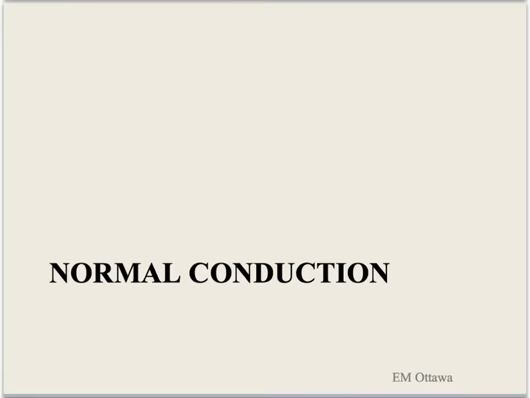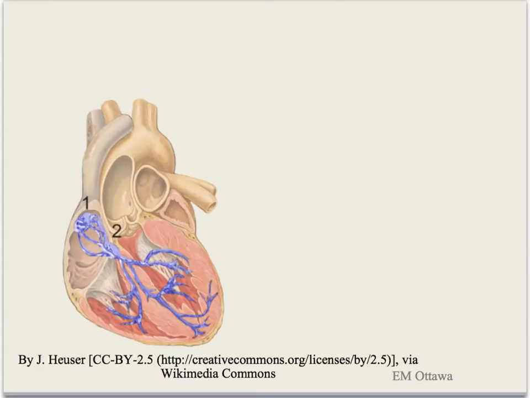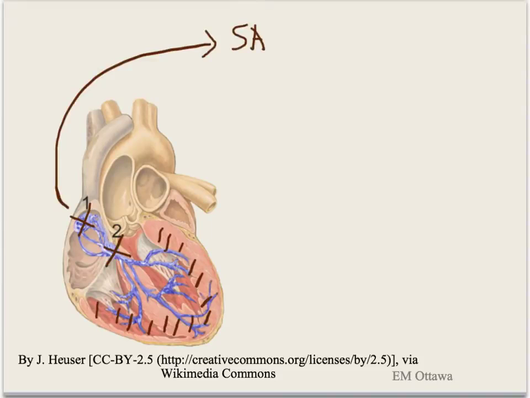First, normal heart conduction. There are 3 pacemakers in the heart: SA node, AV node, and the ventricles. The SA node is the normal pacemaker of the heart. It beats at 60 to 100 beats per minute. Impulses originate from the SA node, causing the atrium to depolarize, that is the P wave.